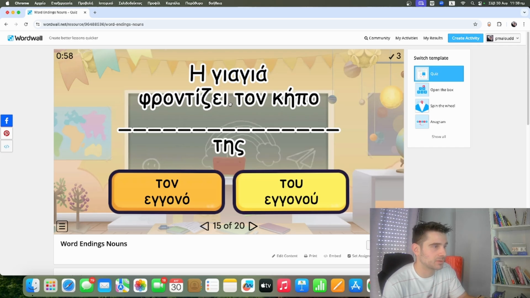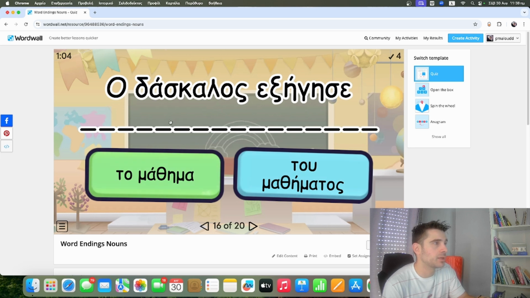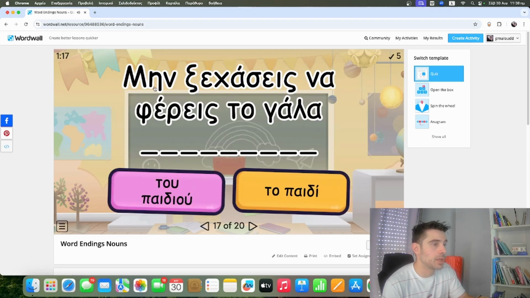Η γιαγιά φροντίζει τον κήπο, so the grandmother is taking care of the garden of her grandchild. So you need genitive here, του εγγονού. Ο εγγονός, a masculine word, is the grandchild. The grandson, actually. Ο δάσκαλος εξήγησε, so the teacher explained. We need accusative here, so το μάθημα, the teacher explained the lesson. Λοιπόν, πάμε στο νούμερο 17. Μην ξεχάσεις να φέρεις το γάλα. Don't forget to bring the milk of the child. So genitive, του παιδιού.